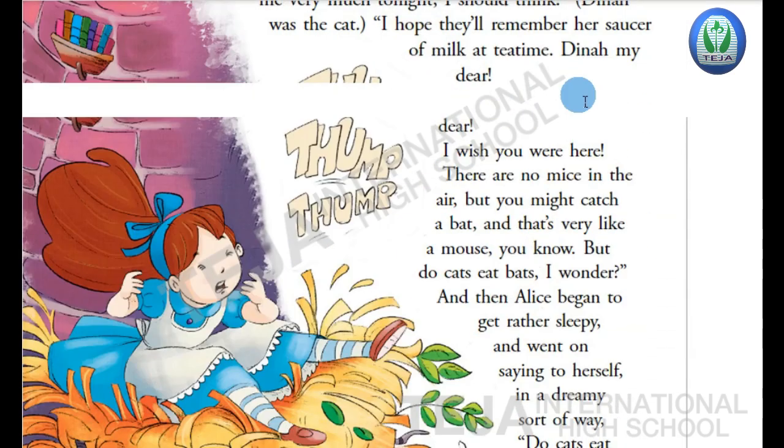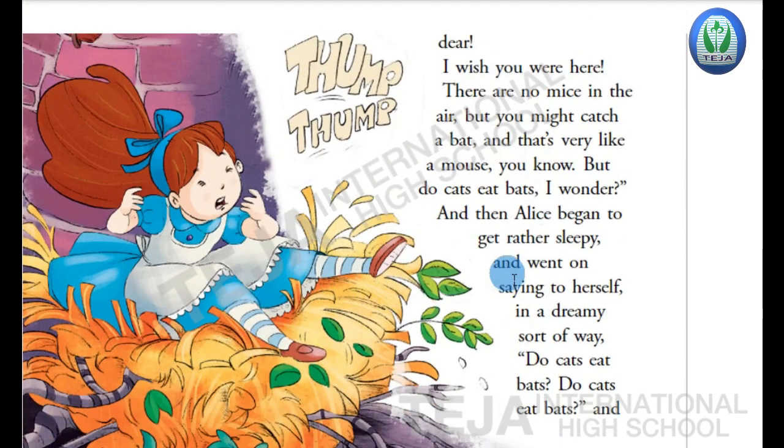Now here, as she is going downwards only, she remembered there was nothing to do. She was feeling very bored, and she remembered her cat. The name of the cat was Dinah, and she thought that Dinah may miss me a lot today. So may the family members remember to give milk to Dinah at night. And also she is thinking, I wish that Dinah would be with me.